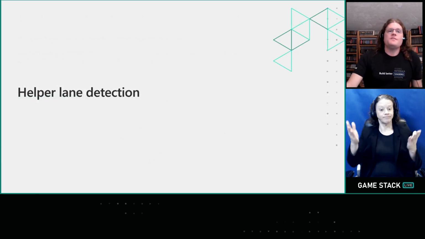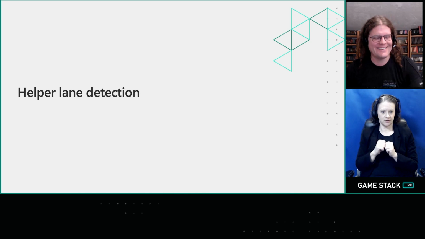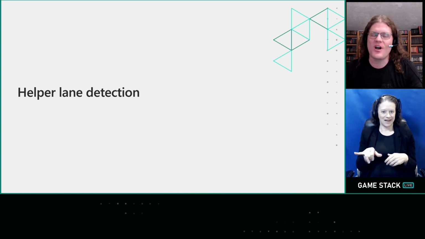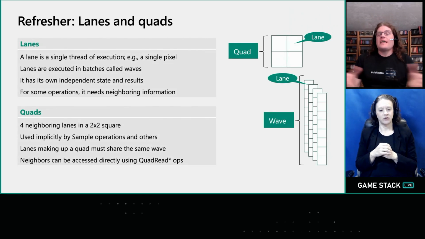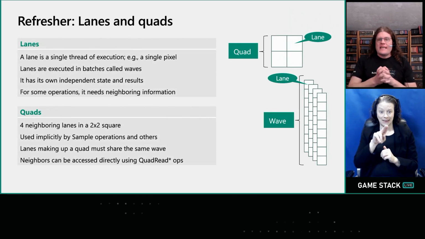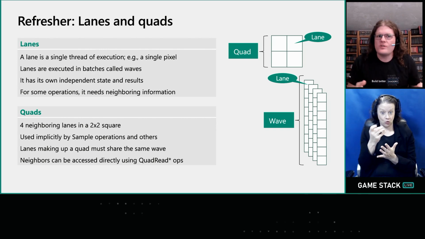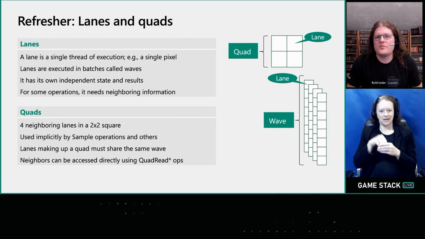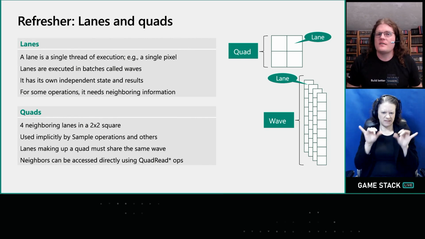So the next feature is helper lane detection. And this is to get around a dicey problem that we have run into several times over the last year. So first of all, a bit of a refresher. Lanes and quads. So I'm going to refer to lanes and threads interchangeably. In some contexts, they are distinguished. For my purposes, we're going to consider them to be the same thing. So a lane is a single thread of execution with its own state and its own outputs.